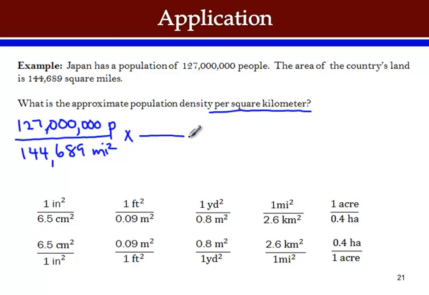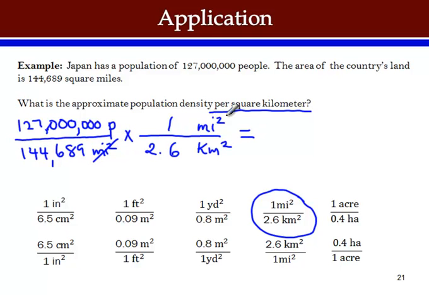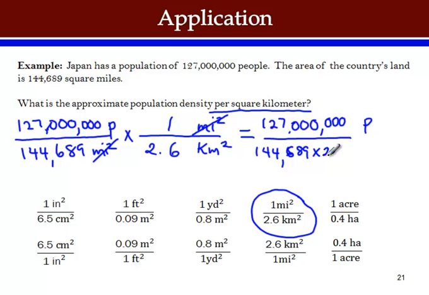So I want to convert this by removing the square mile unit and getting an answer that is in square kilometers. So I'm looking for how square miles and square kilometers are related. So for every 1 square mile, there are 2.6 square kilometers. Now the miles units are going to be removed, and I'm going to end up with 127 million people over 144,689 times 2.6, and that's still in square kilometers.